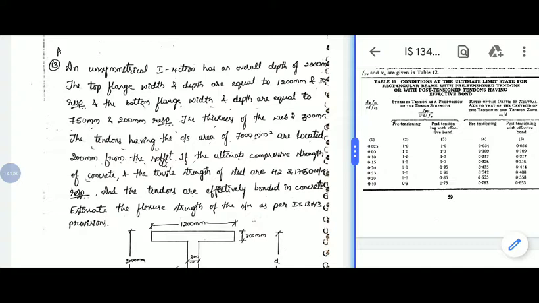The tendons having a cross-section area of 7000 mm square are located at 200 mm from the soffit of the beam. If the ultimate compressive strength of concrete and the tensile strength of steel are 42 and 17560 Newton per mm square respectively, and the tendons are effectively bonded in concrete, estimate the flexural strength of the section as per IS 1343 provisions. So again here it is an I section, so a flanged section, and it is effectively bonded in concrete, meaning a bonded flanged section.